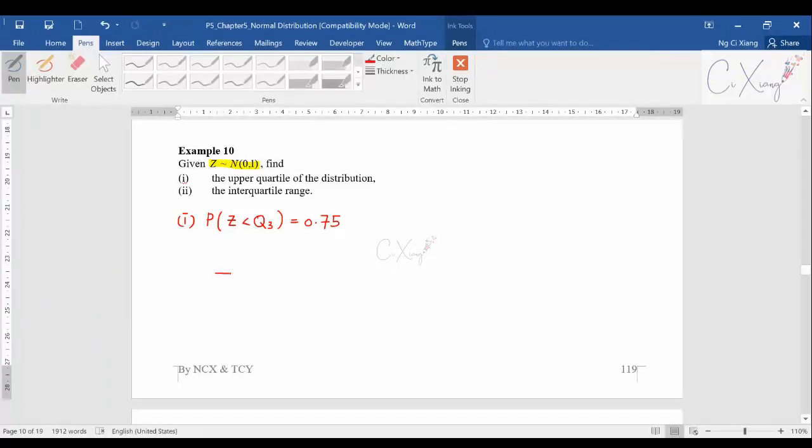Okay, so again, if you draw the graph out, what do you get? Where is your Q3? Your Q3 should be here, and then the area is large, more than half. So this area is 0.75. If you continue to use the method that I taught you just now, you should be able to get Q3 equals 0.674.